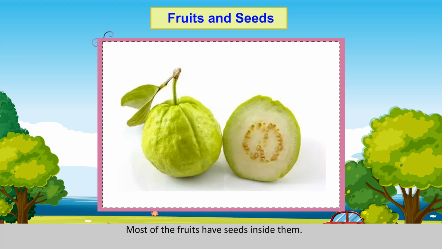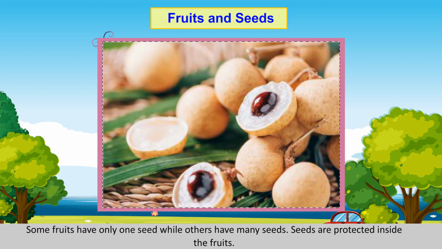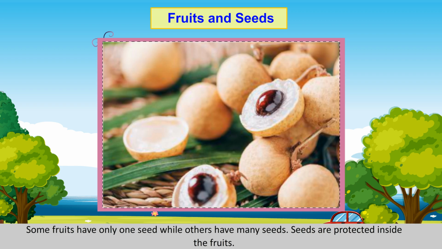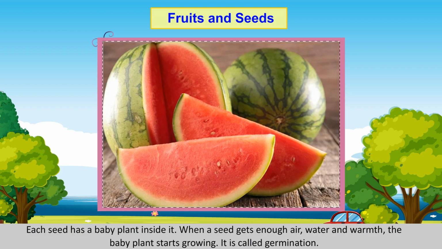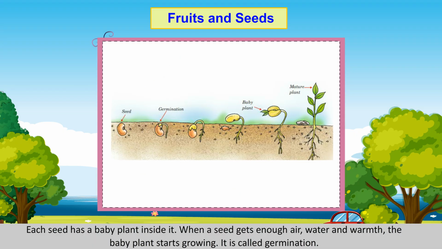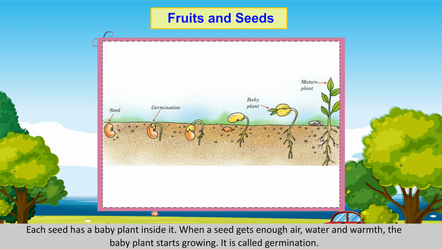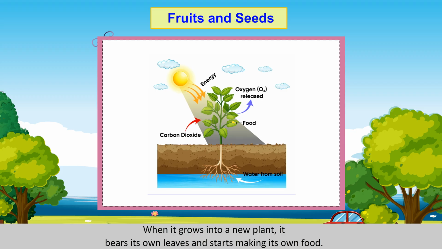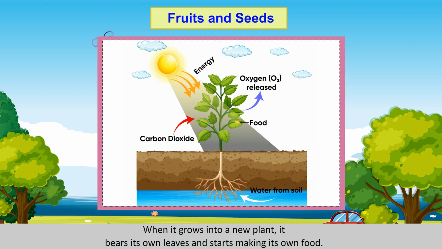Fruits and seeds. Most of the fruits have seeds inside them. Some fruits have only one seed, while others have many seeds. Seeds are protected inside the fruits. Watermelon, papaya, mango, peach. Each seed has a baby plant inside it. When a seed gets enough air, water and warmth, the baby plant starts growing. It is called germination. When it grows into a new plant, it bears its own leaves and starts making its own food.